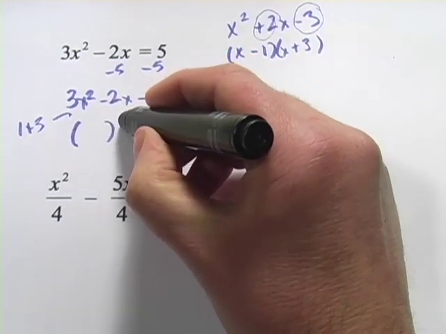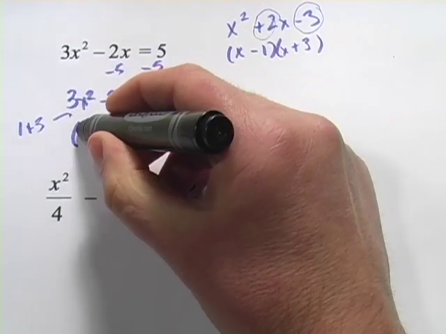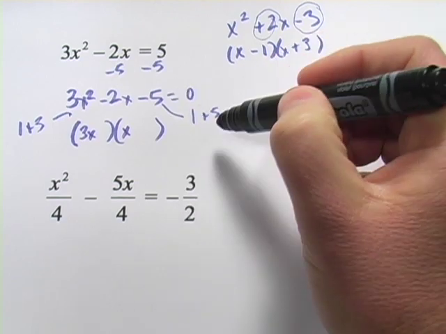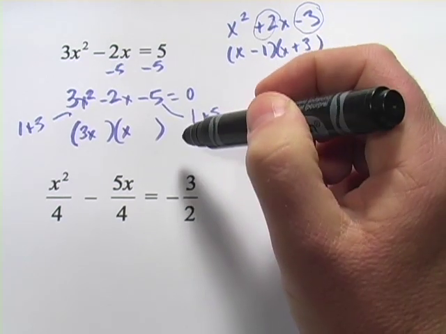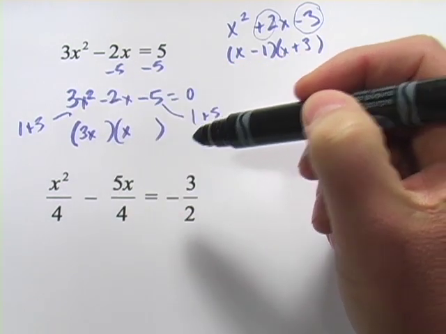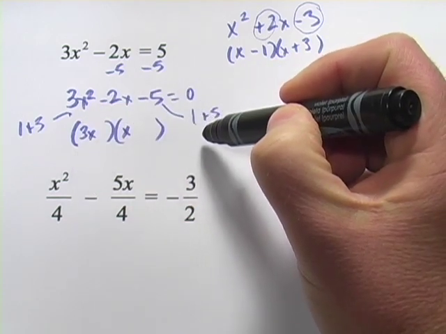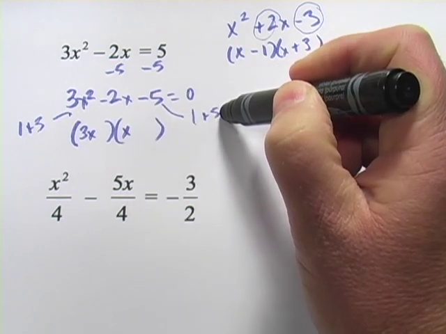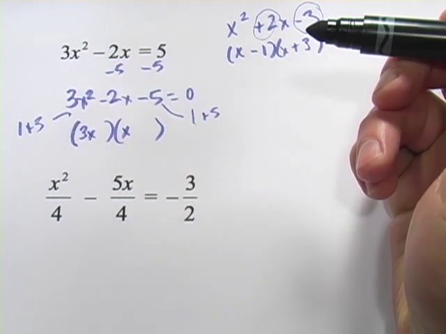So when I set up my factors, I know one of these is going to be a 3x, and one of them is going to be just an x. And then the question is, where do I put the 1 and where do I put the 5, and which one's positive and which one's negative to get to a -2? Well, let's see. If I multiply 3 times the 1, I would get a +3. And if I multiplied 1 times the -5, I would get a -5. A -5 and a +3 would add up to a -2. So that's what I'm going to do.